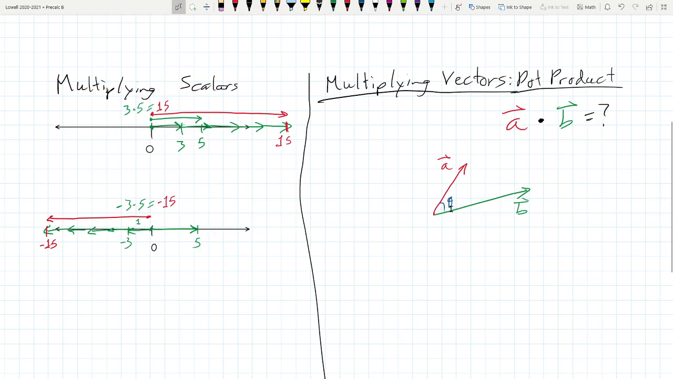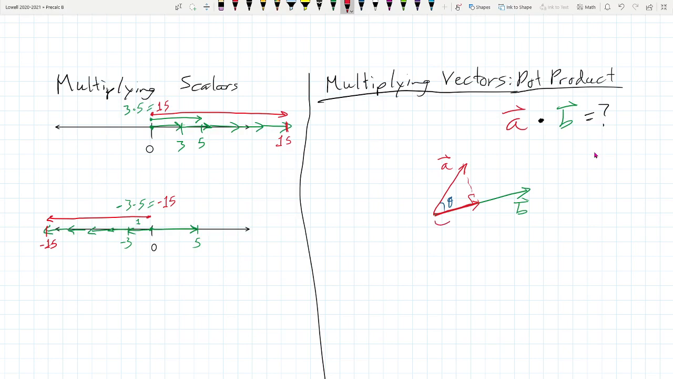Here's another way to say that. If we break A up into two components, we can think of it like this. A has a little bit of its vector pointing along B, and it also has a component vector that is perpendicular to B, like so. If you remember from the last video, we actually know exactly what this vector is.